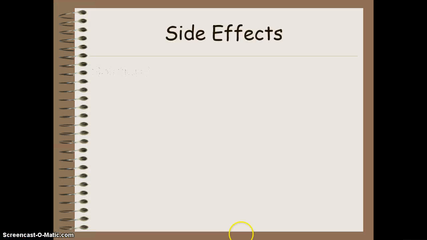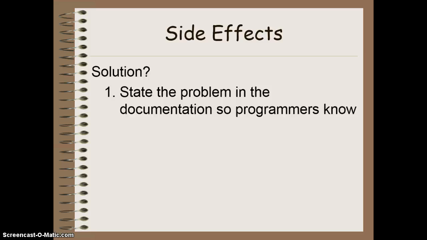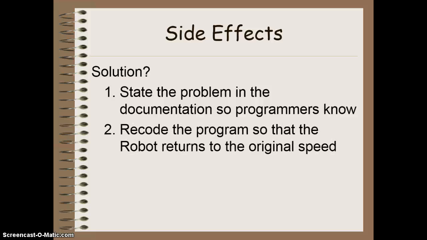So there's two workarounds we could do. The first is you can just sort of state that problem in the documentation so the programmers know about it and they have to code around it. That's kind of a terrible solution. Yeah, it would work, you're aware of it and you can work around it, but not really ideal. So what we have to do instead is the second option, which is to recode the program so that the robot, instead of turning down to a random speed that we have decided, is going to return to the original speed that the robot was at before it tried to turn.